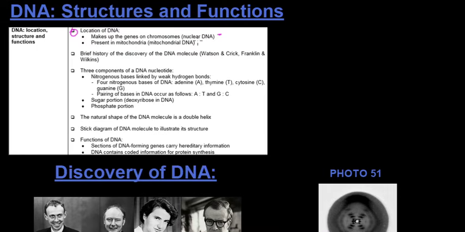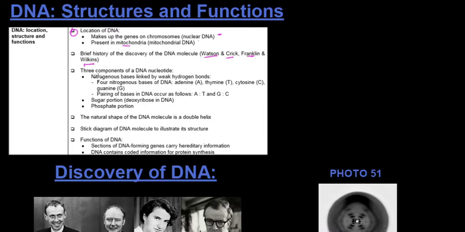And then another type of DNA that will become quite important when we look at the chapter on evolution and even genetics and inheritance is mitochondrial DNA, found in the mitochondria. We will look at a brief history of the discovery of DNA with Watson, Crick, Franklin, and Wilkins. Those 4 people are quite important.